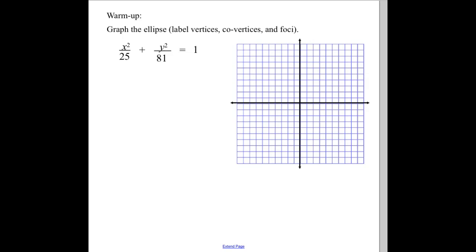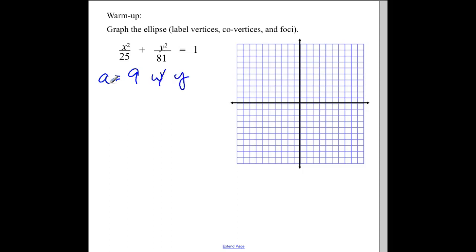We're starting with a quick review of yesterday's material, which was graphing ellipses. So what can you tell based on this equation? Okay, I heard A is on the Y. What is the value for A? 9, because this is A squared, right? So A is 9 and it's with Y.